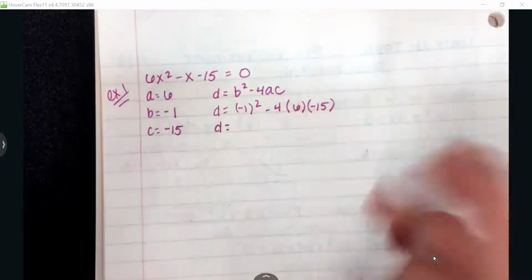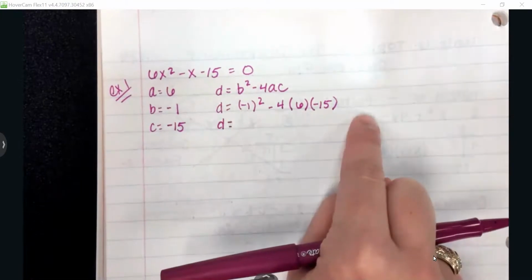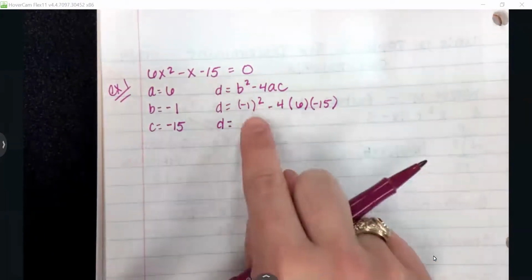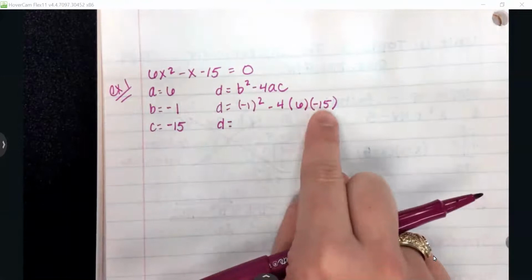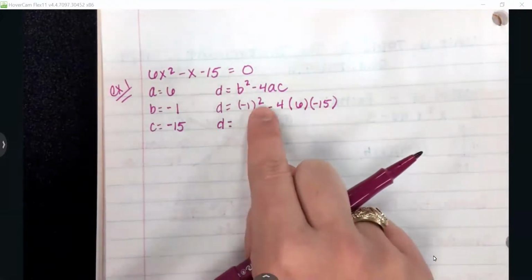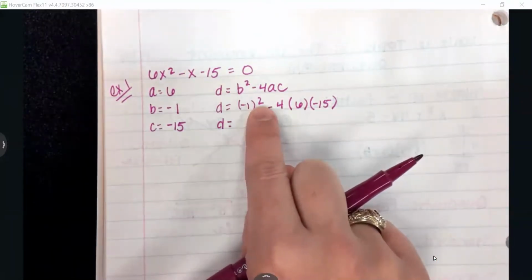I personally think you're silly if you plug all this in a calculator at one time. Do the first part, do the second part. So what is -1 squared? What does that equal?